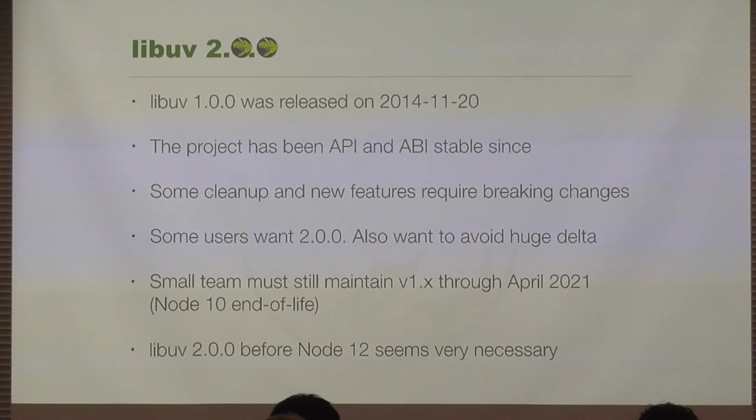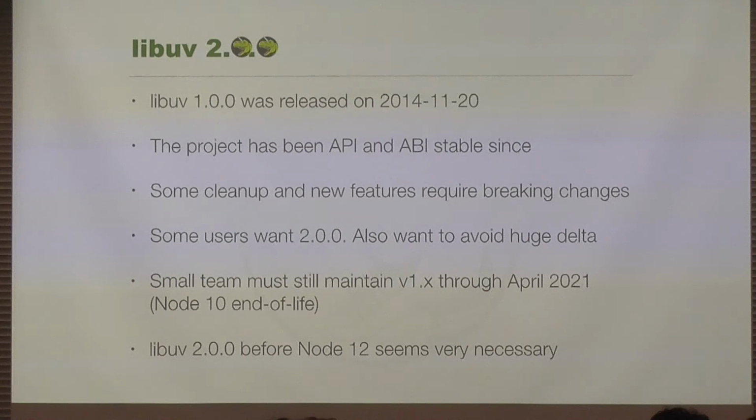So the last thing I want to talk about is libuv 2.0. This is something that we need to get done. libuv 1 was released in 2014, so it's now about 4 years old. It's largely been API and ABI stable, save for some accidental breakages that we've gone back and tried to fix. We want to do some things like basic cleanup and some new features that involve breaking changes, so they couldn't be released in the 1.0 branch.